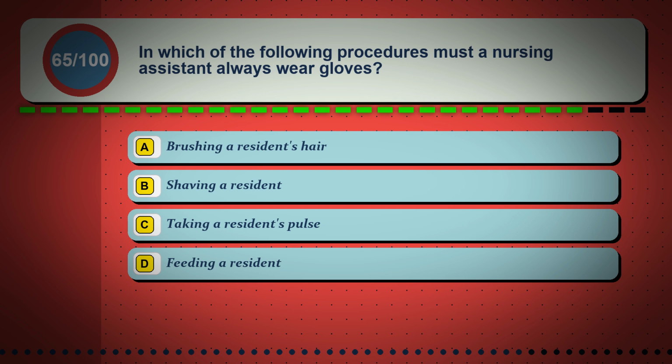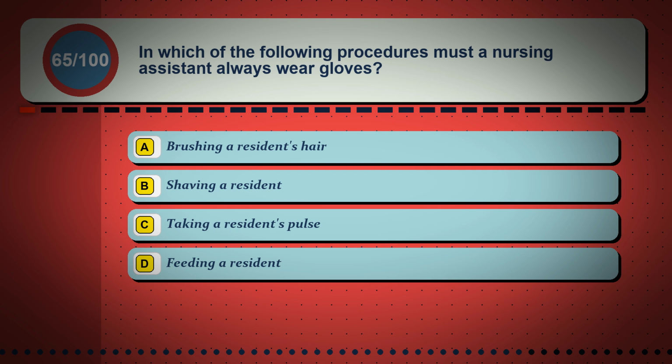Question 65. In which of the following procedures must a nursing assistant always wear gloves? Option A. Brushing a resident's hair. Option B. Shaving a resident. Option C. Taking a resident's pulse. Option D. Feeding a resident.